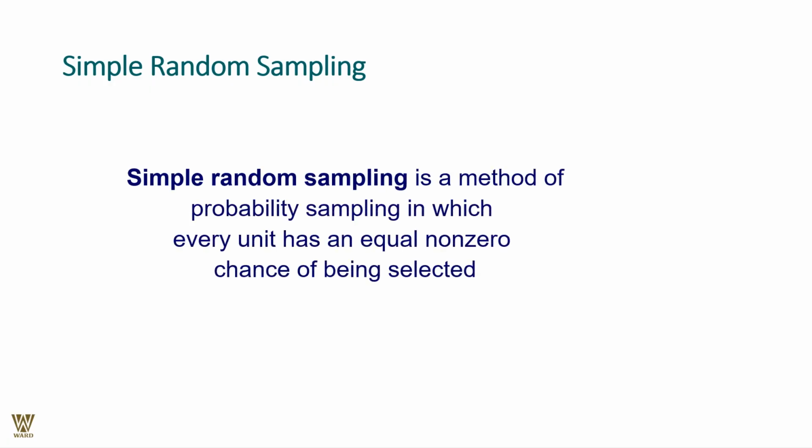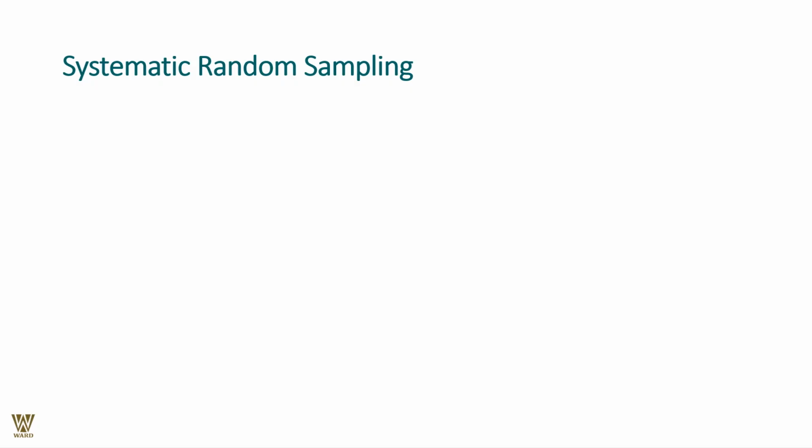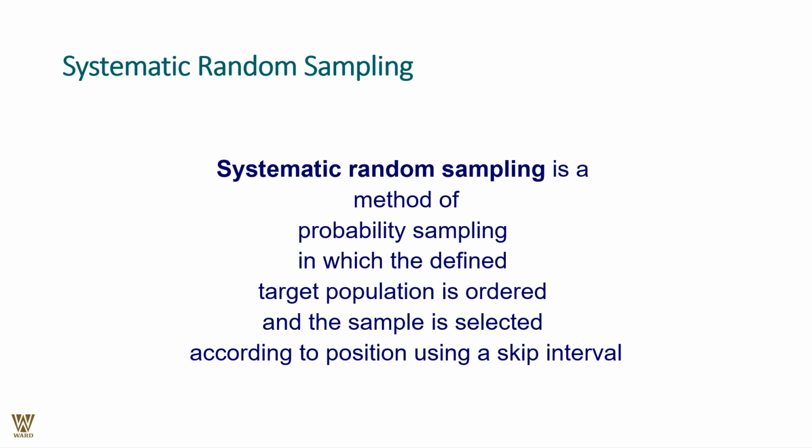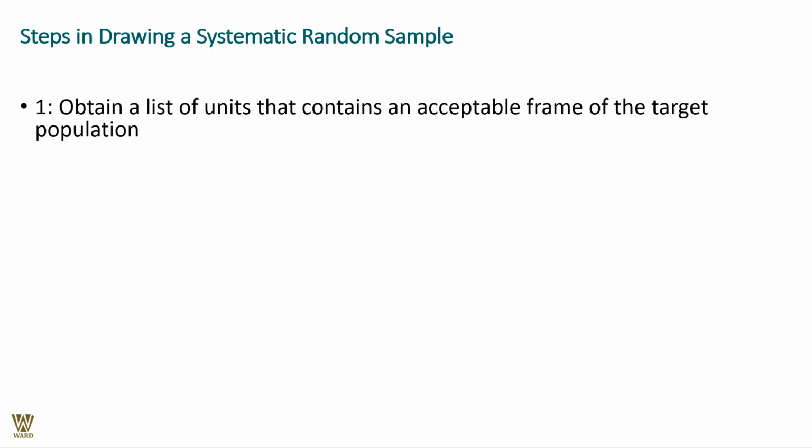Simple random sampling is a method of probability sampling in which every unit has an equal non-zero chance of being selected. So every unit has equal chances of getting selected to qualify as the sample. Systematic random sampling, on the other hand, is a method in which the target population is ordered and the sample is selected. The metropolitan area, the urban population, the rural population, the target population is ordered, and accordingly you skip the position by an interval. Now, steps in drawing a systematic random sample.